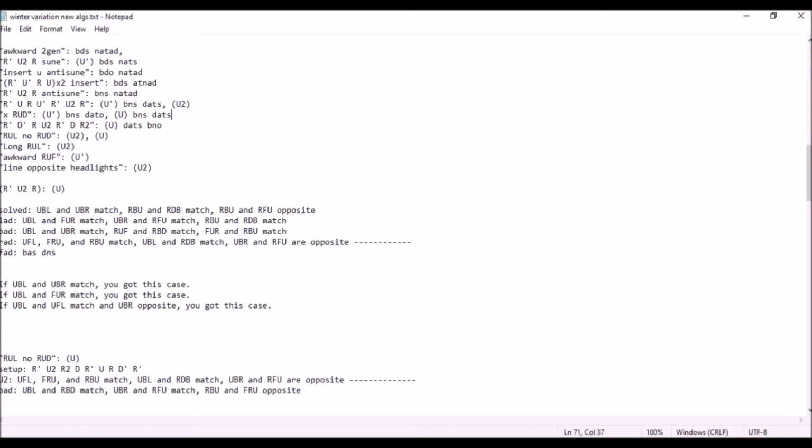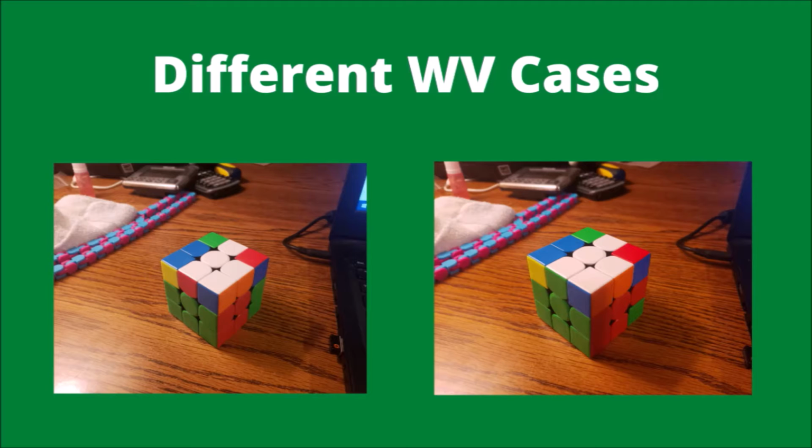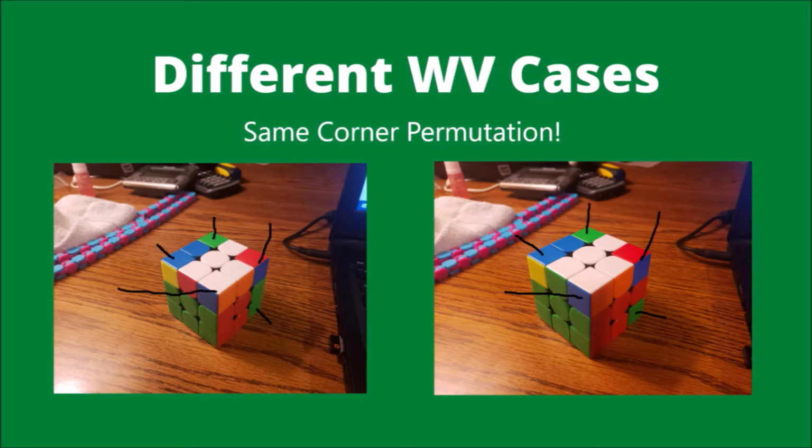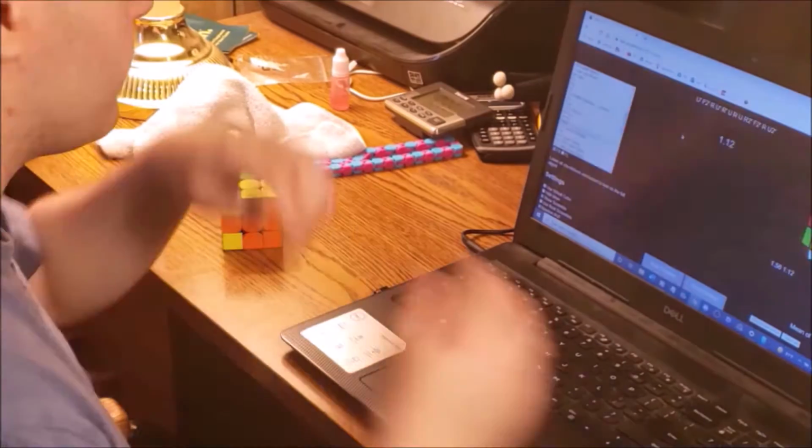After working on this for hours, I finally found a winter variation case that could not be recognized from these three sides just by looking at the top color and the permutation of these 5 corners. So at this point, I gave up on 3-sided recognition for the back right cases and went back to practicing it for the front right cases.